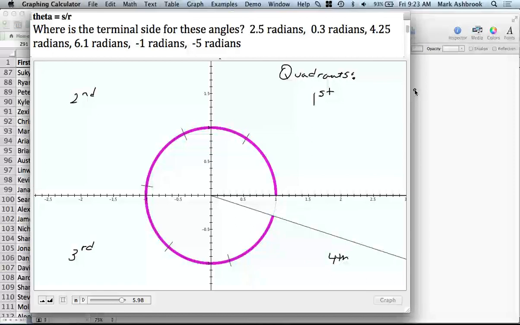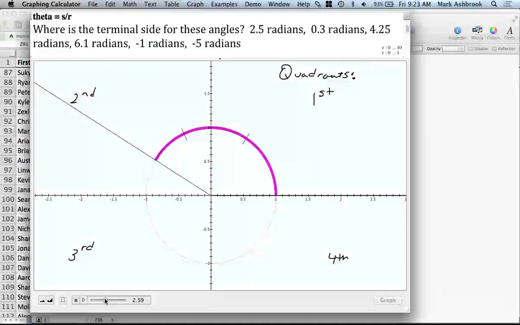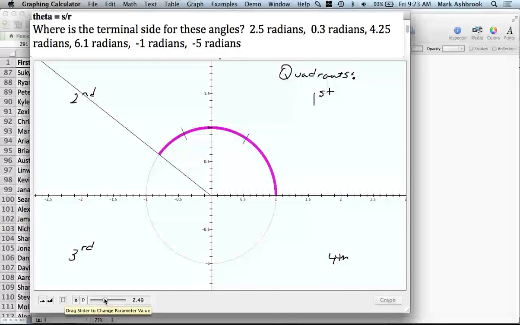How about 2.5 radians? Where's the terminal side for that? Well, where's 2 radians? Do you know where 2 radians is? The terminal side for 2 radians? It would be in the second quadrant. Okay, where in the second quadrant? The beginning, the middle, the end? In the middle. So it's going to be halfway between 2 and 3. That's 2.5 radians, 2.5 radius lengths.